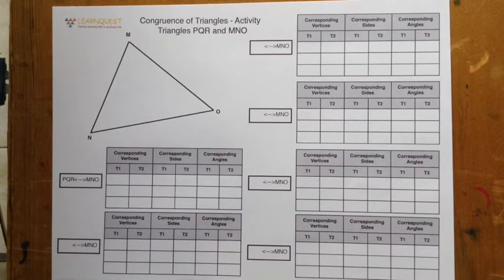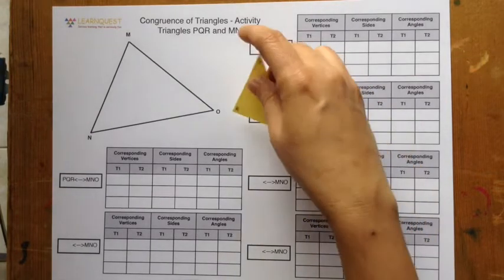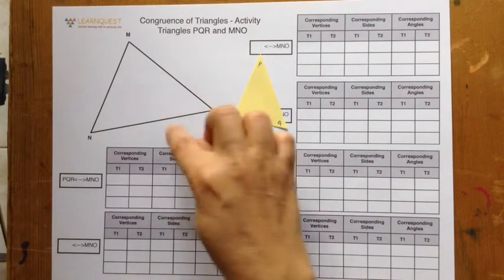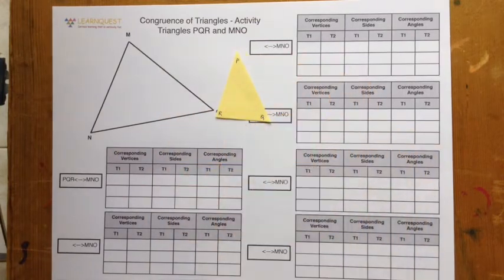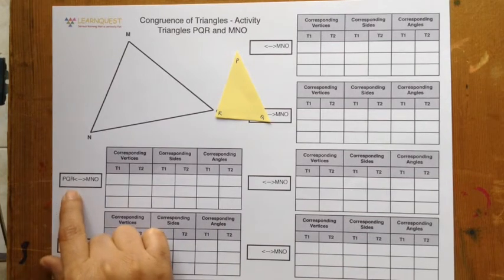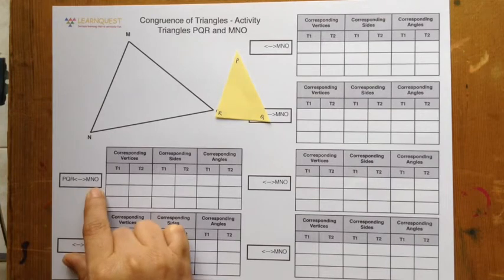In this video, we are going to check for congruence. We are going to compare triangle MNO and triangle PQR. So in order to compare these triangles, we first need to pair them up and match the vertices. The first pairing is PQR paired with MNO.